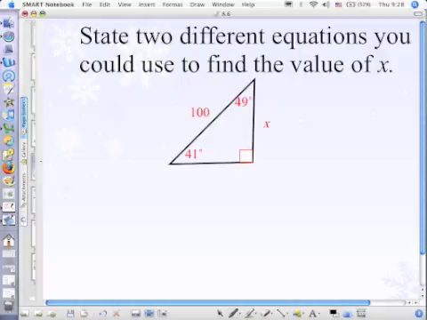Draw this triangle. Don't worry about writing out the words up top. I want you to draw the right triangle and label the angle measures. We're going to draw it twice. The first time, I want you to put the 41-degree angle and leave the 49-degree off. The next time, do the opposite. Is it 100 over x, the last one? Yes.